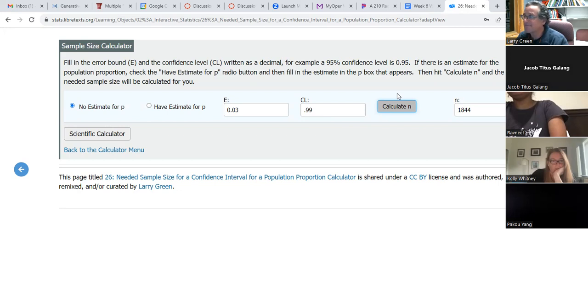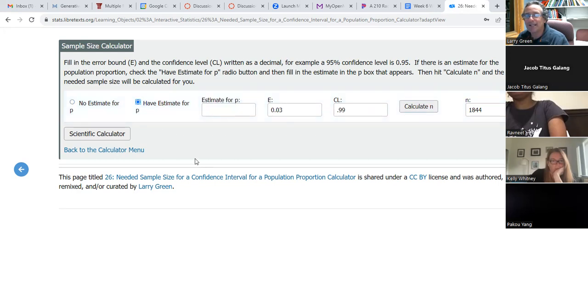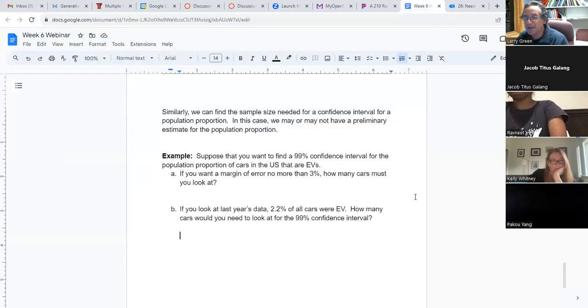Not E. No, still margin of error is 0.03. Yeah, now we have an estimate for P. And if I click on that, you'll notice now there's a new box, and it asks you, what is that estimate? Do you see that? What's the estimate for P now?